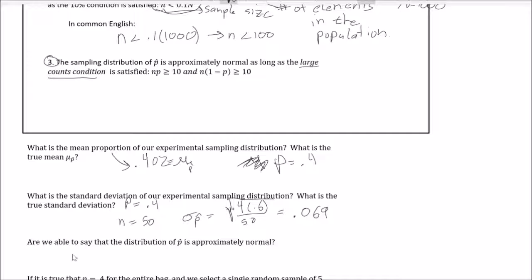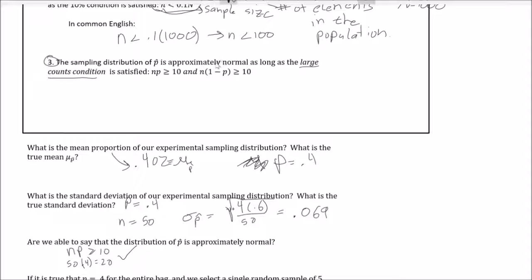Let's try that. np greater than or equal to 10. What is n and p? n was 50, that was our sample size. p is our sample proportion, so 0.4. 0.4 times 50 is 20, which is greater than 10, so that works.